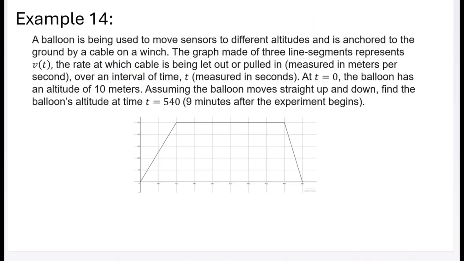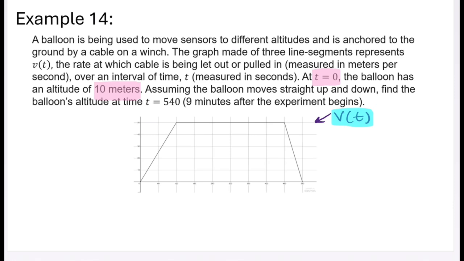All right, last example is example 14. A balloon is being used to move sensors to different altitudes and is anchored to the ground by a cable on a winch. The graph made of 3 line segments represents V of t, the rate at which the cable is being let out and pulled in, measured in meters per second, over a time interval of t, measured in seconds. At t equals 0, the balloon has an altitude of 10 meters. So we know we're starting at 10 meters at t equals 0. That's our initial height.